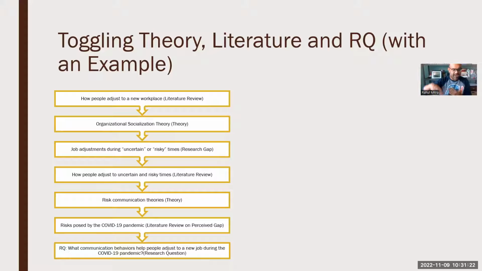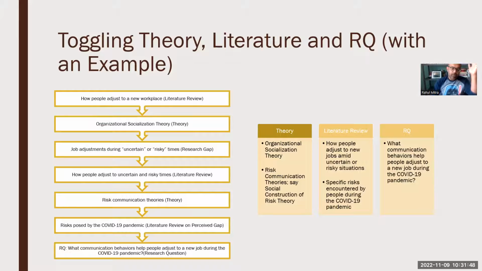And so combining your understanding of the research gaps across theory and literature review, you come to this toggled process. Through this toggled process, you come to the research question: what communication behaviors can help people adjust to a new job during the COVID-19 pandemic? To represent this toggling process on a clean paper, it generally ends up looking like a linear process, although the actual process, like we just saw, tends to be more messy.